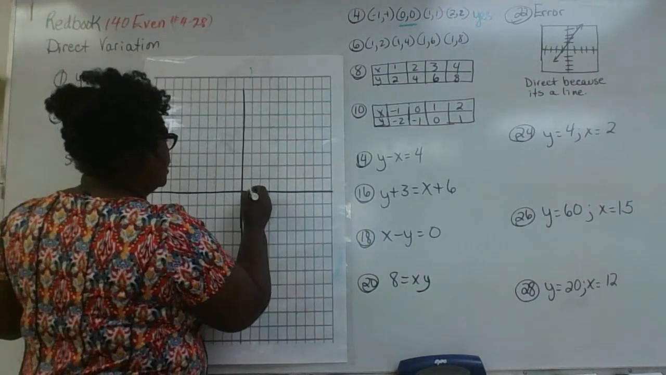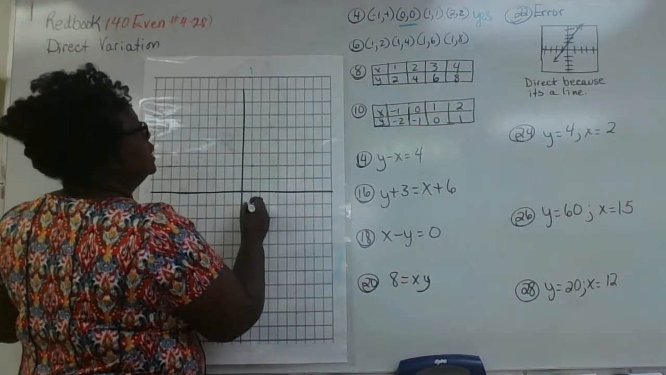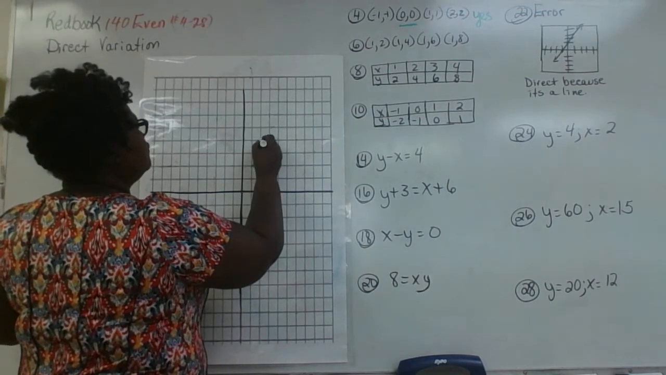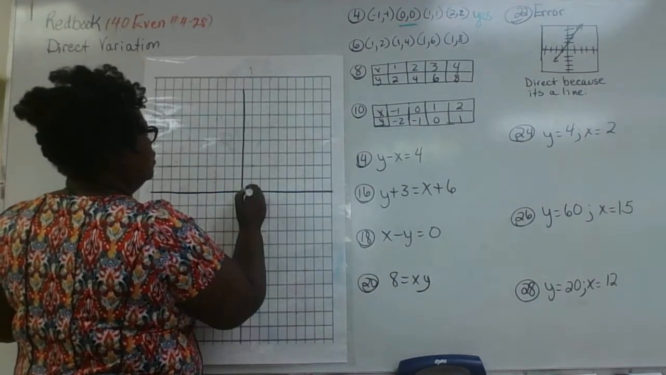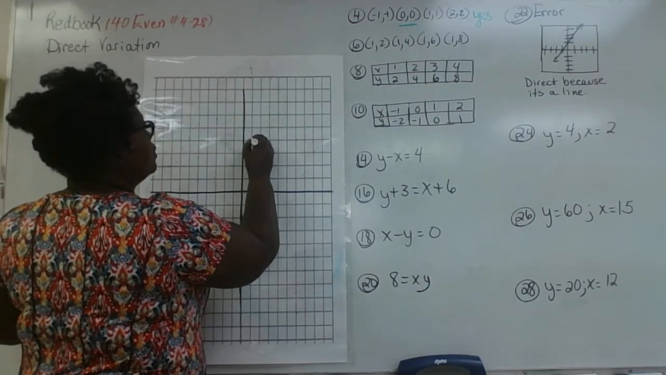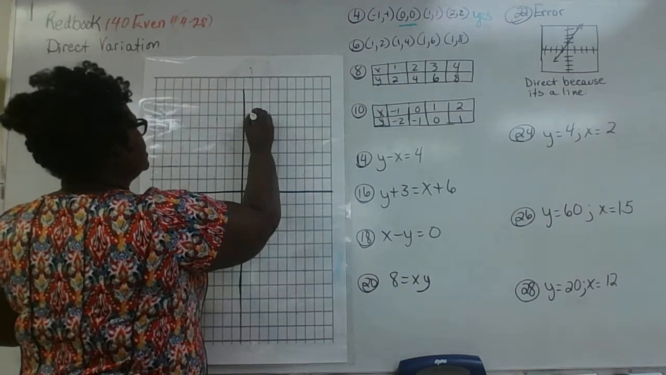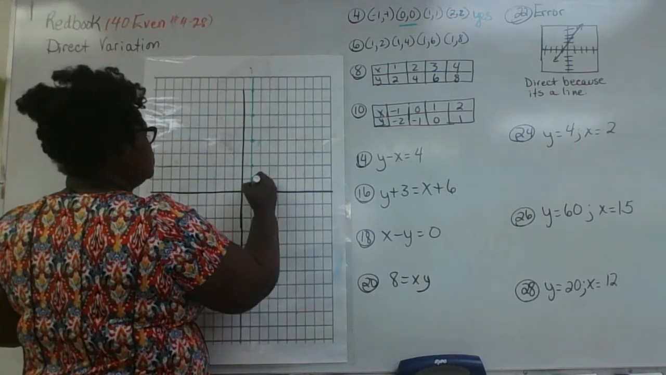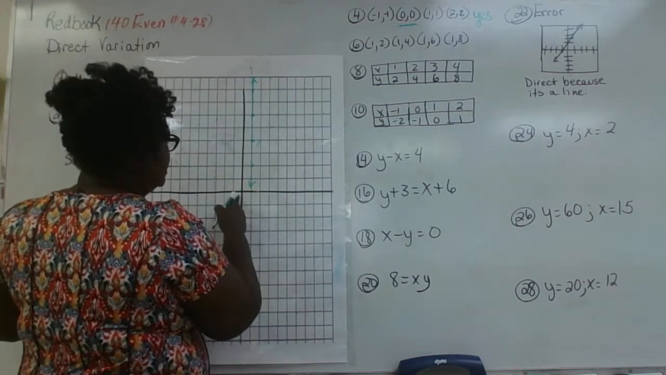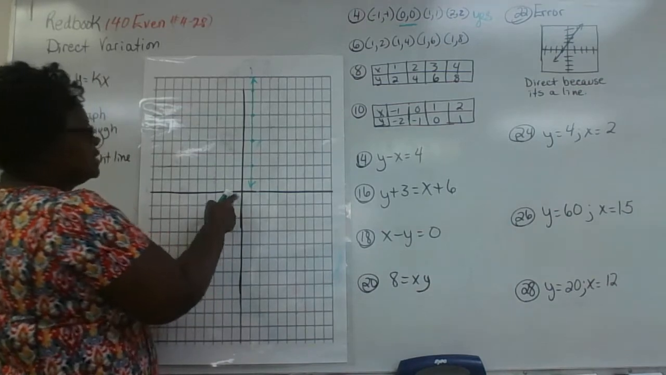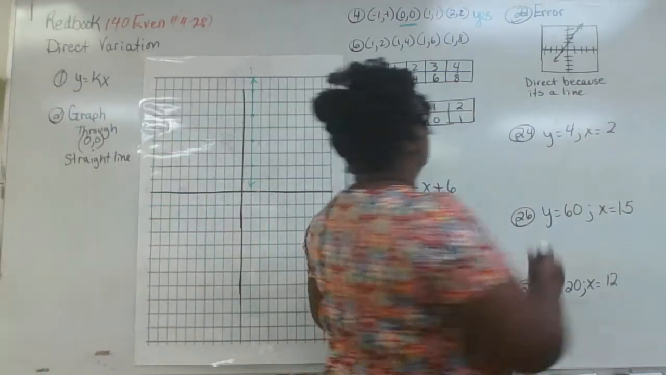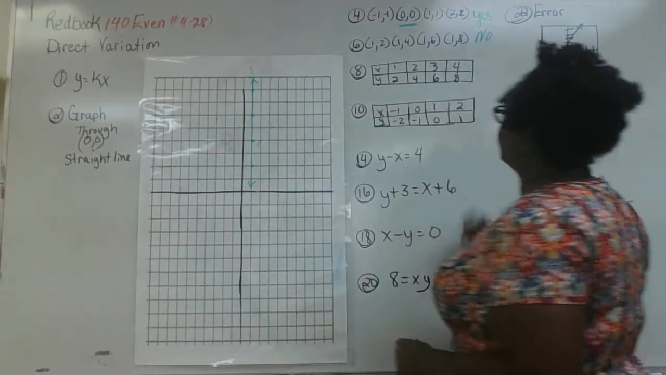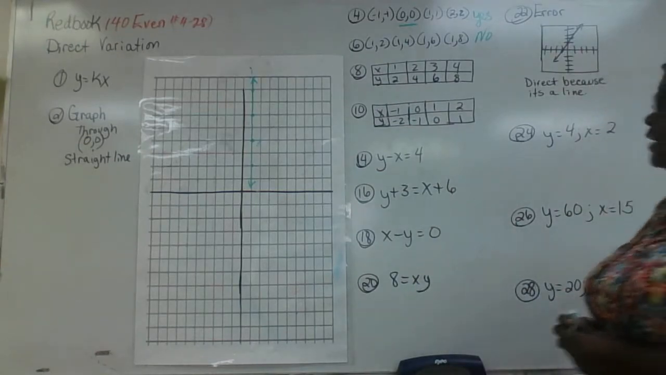If we have (1, 2), and then (1, 4), and then (1, 6), and then (1, 8). When we connect, yes, we have a straight line, but it does not go through the origin. So since it does not go through the origin, then this will be a no. Okay?